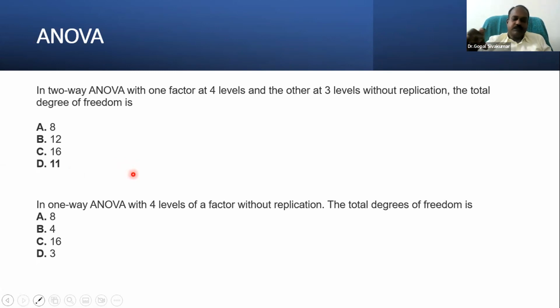You know the answer? What is degree of freedom? Number of experiments minus 1. But what is the practical meaning? The formula is n minus 1. Yes, very good. You're right. You are able to get the answer. What is the meaning of degree of freedom?